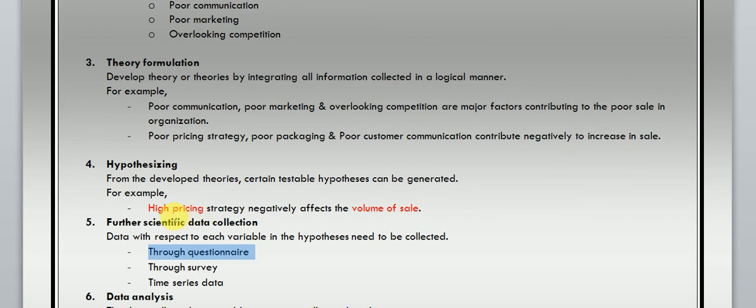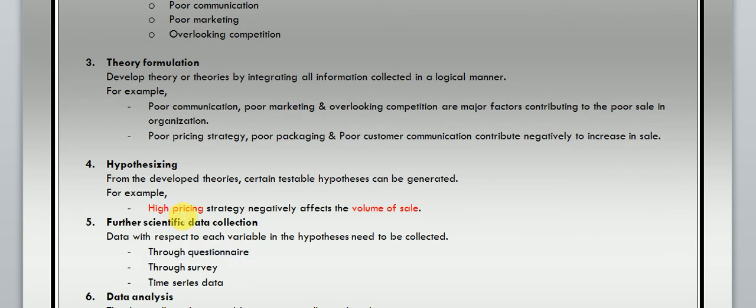Because low pricing can be effective, and sometimes, opposite of high pricing, the low pricing strategy can negatively affect the volume of sale. How? For example, when you set low pricing, your customers may think that the quality of the services or the product you are selling may not be good. So that is why they think that low pricing means low quality.